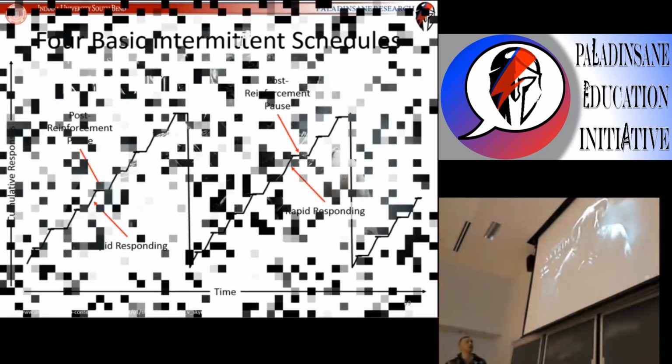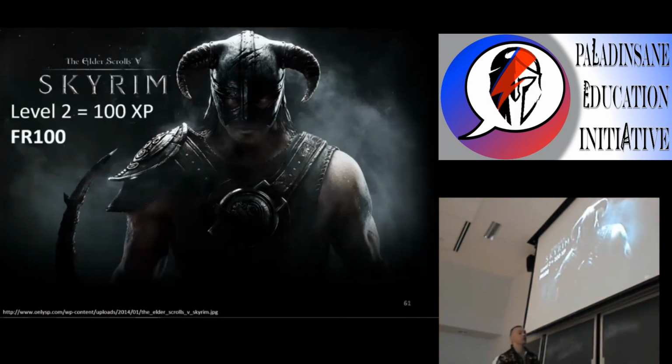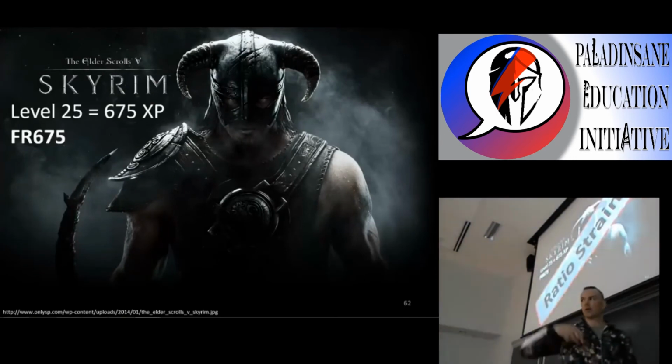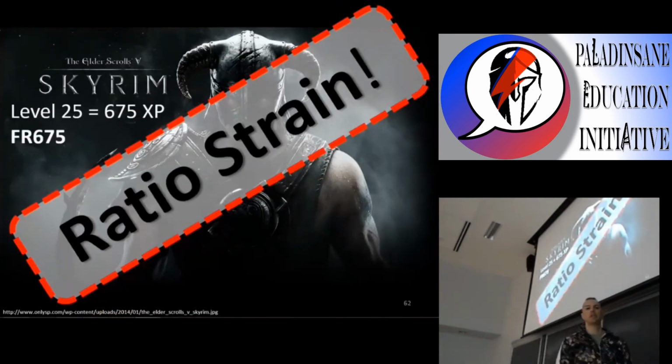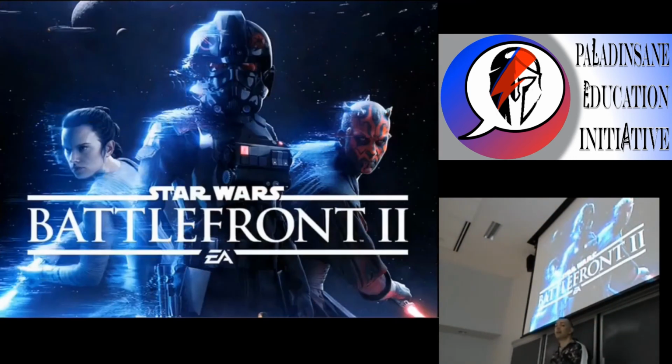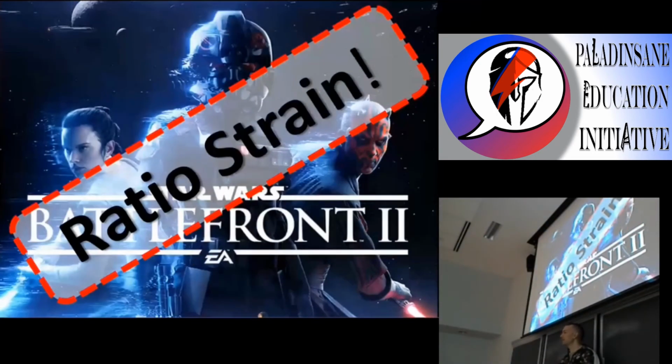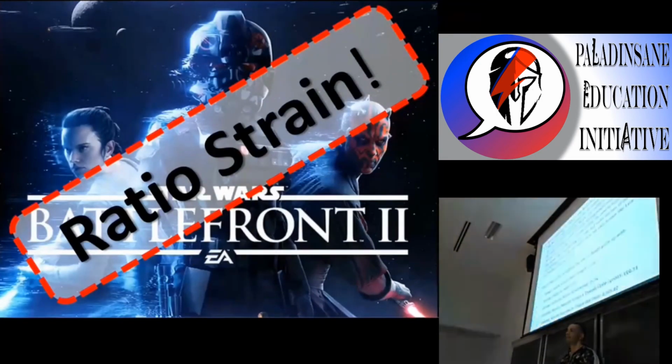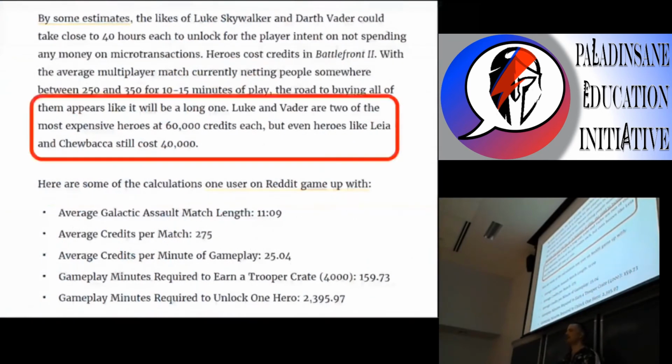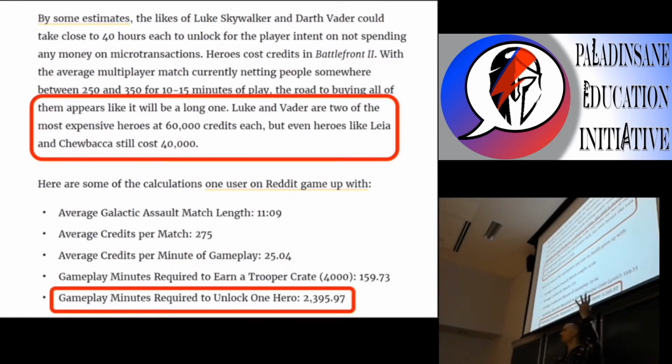So that's why you need to avoid ratio strain whenever you're increasing your intermittent schedules, because if you increase it too far, too fast, like in Star Wars Battlefront, people will just give up and say, you know what, I paid $80 for this game, I still got to download a patch so that it works, and it's just too much to get Luke Skywalker, so forget it, I don't even want to play. That's why it happened, it was ratio strain.